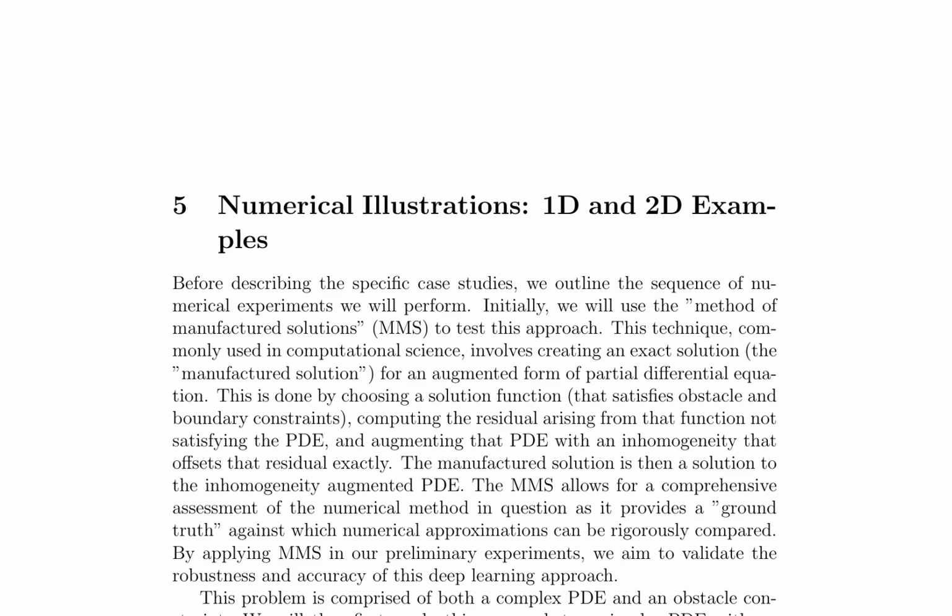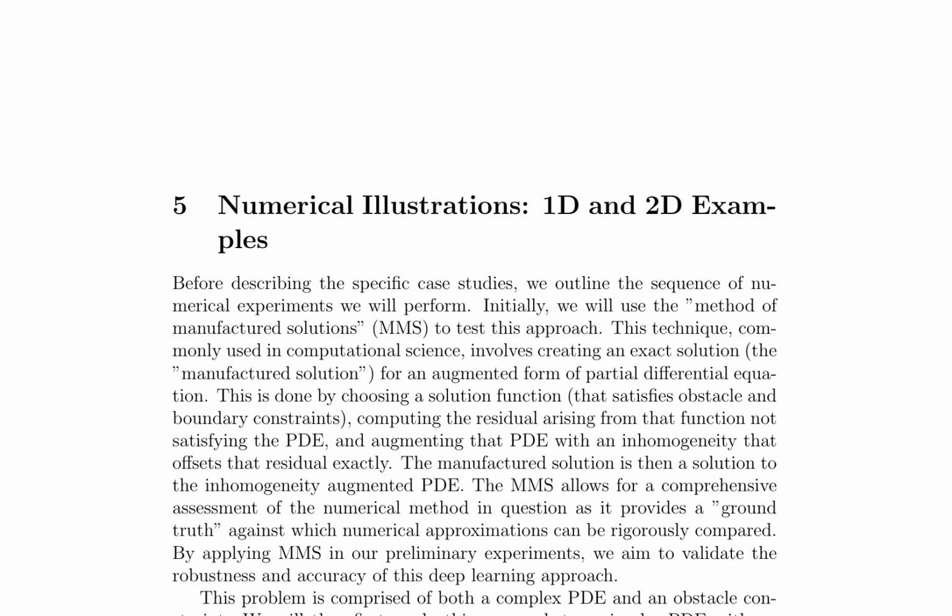The authors describe the sequence of numerical experiments to be performed, starting with the method of manufactured solutions, MMS, to test the deep learning approach. This technique involves creating an exact solution for an augmented form of the partial differential equation, PDE, by choosing a solution function that satisfies obstacle and boundary constraints, computing the residual, and augmenting the PDE with an inhomogeneity that offsets the residual exactly. The manufactured solution serves as a ground truth for rigorous comparison with numerical approximations.